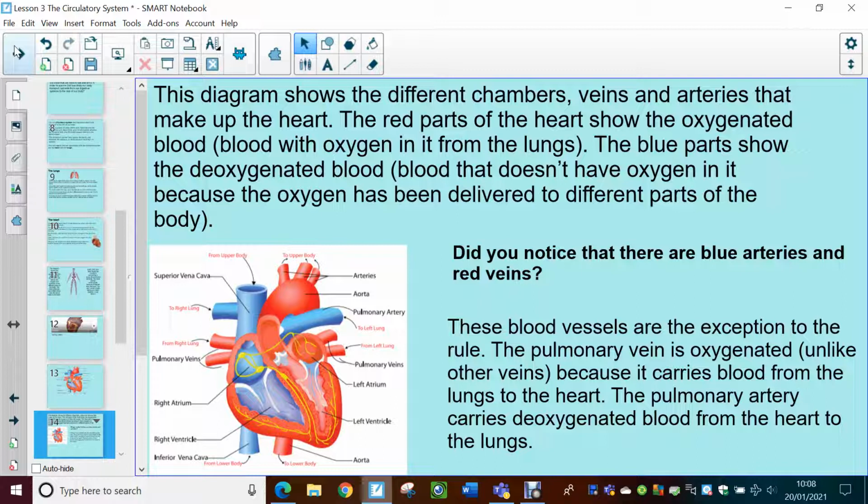Now, did you notice that there are blue arteries and red veins? These blood vessels are the exception to the rule. The pulmonary vein is oxygenated, unlike other veins, because it carries blood from the lungs to the heart. The pulmonary artery carries deoxygenated blood from the heart to the lungs. So those are the only exceptions to the rule of the red parts being oxygenated and the blue parts being deoxygenated.